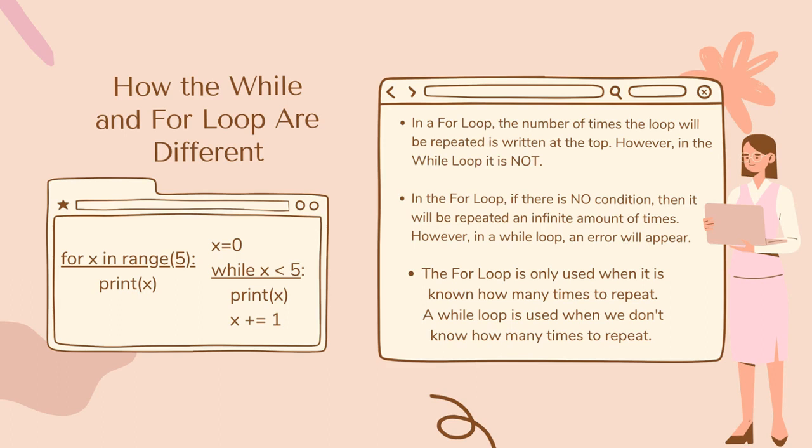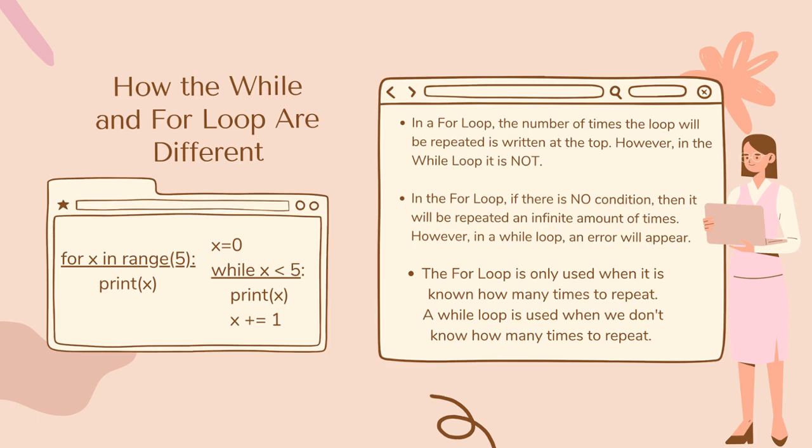However, in the while loop, it says x equals 0. While x is less than 5, print x, x plus equals 1. The number of times that this while loop will repeat is not written. Secondly, in the for loop, if there is no condition, then it will be repeated an infinite amount of times. However, in a while loop, an error will appear.